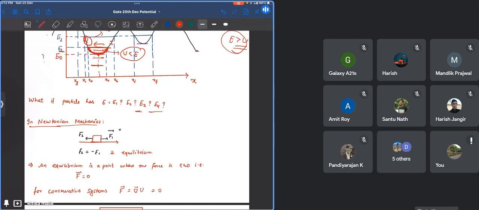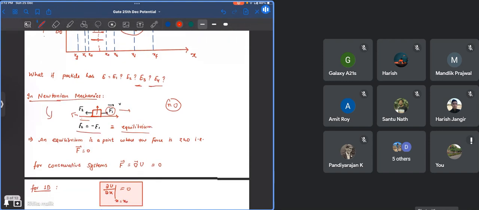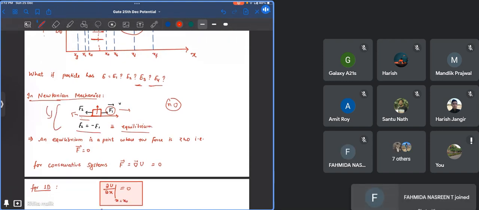If you have some block and you apply some force F1, then it will start moving in this direction. And if you apply equal and opposite force in the other direction, then the particle will come to rest. And this position is known as equilibrium in Newtonian mechanics. And as someone asked, for the case of non-conservative forces, in that case you can consider friction force here in Newtonian mechanics. But we are not talking about Newtonian mechanics here.